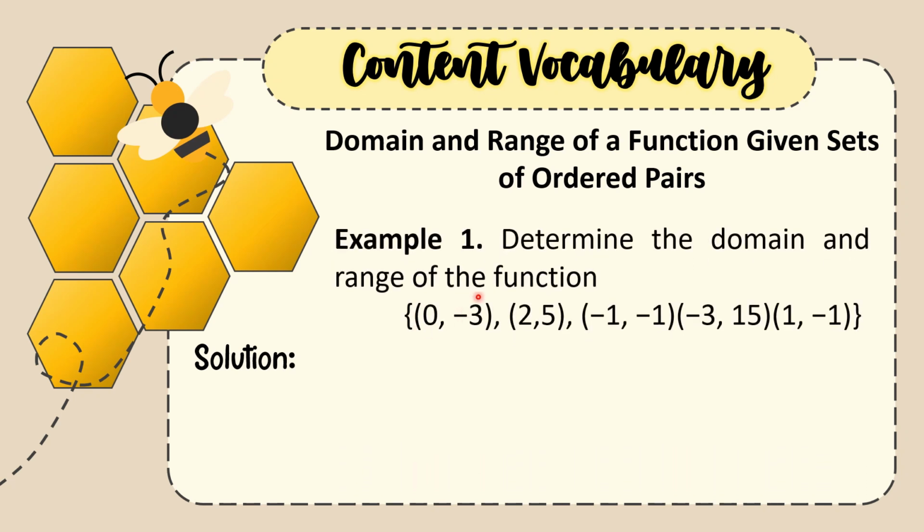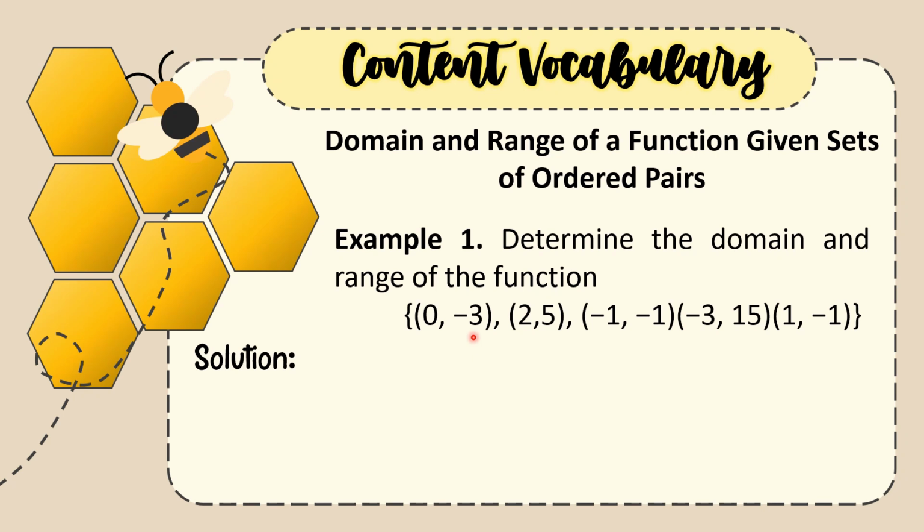We have here example number 1. Determine the domain and range of the function: (0, -3), (2, 5), (-1, -1), (-3, 15), (1, -1). In an ordered pair (x, y), the first elements, or the x values, or abscissa, are the elements of the domain. And the second elements, or the y values, or the ordinate, are the range.